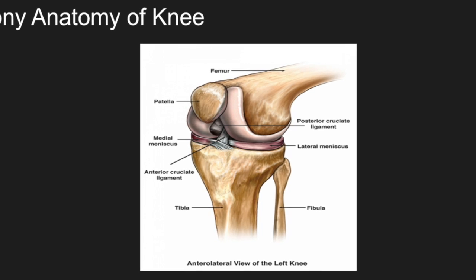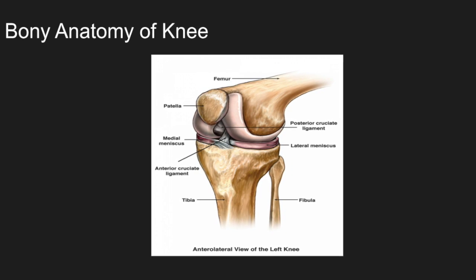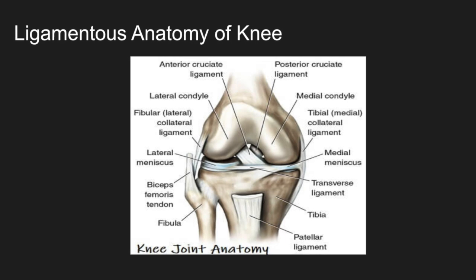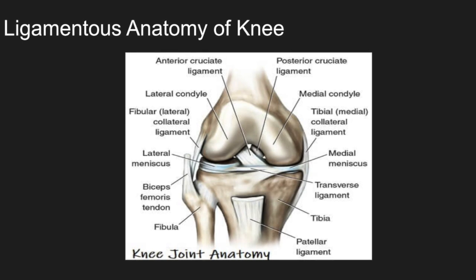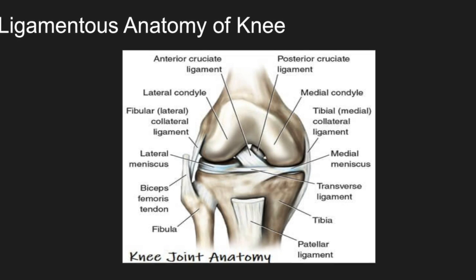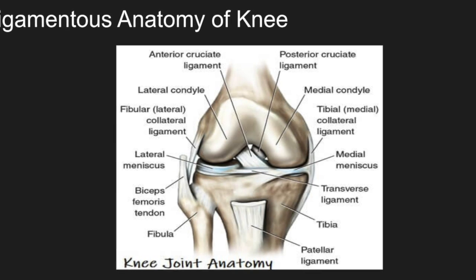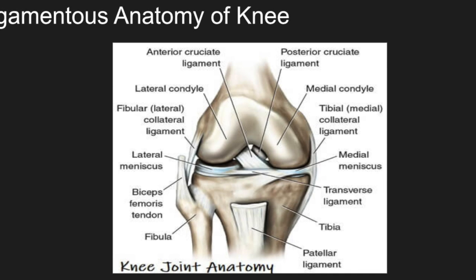The bony anatomy of knee is the femur, the patella, the tibia, and the fibula. The ligamentous anatomy of the knee includes the anterior cruciate ligament, fibular collateral ligament, posterior cruciate ligament, tibial collateral ligament, and patellar ligament. Also in the knee are the lateral and medial meniscus.